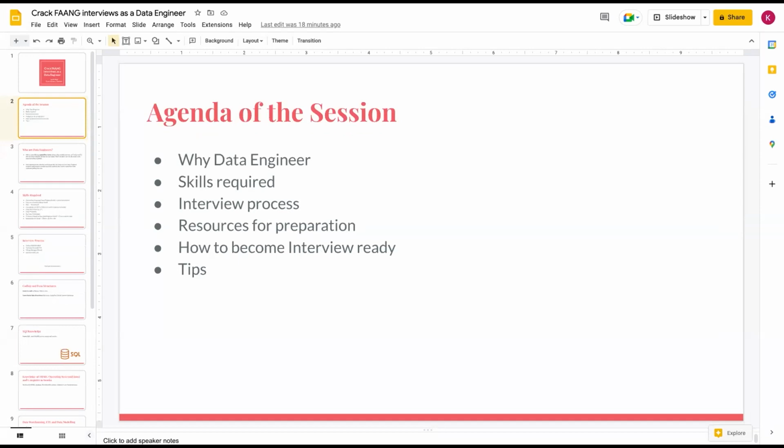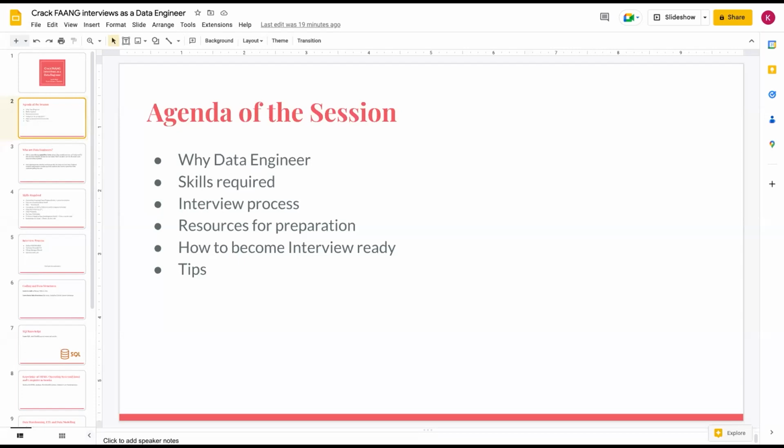So the very first agenda will be: who is a data engineer, why to become a data engineer, and what are the roles and responsibilities of a data engineer, right? Anyone who aspires to become a data engineer must know what a data engineer is, what exactly the work they do, and why to become a data engineer.